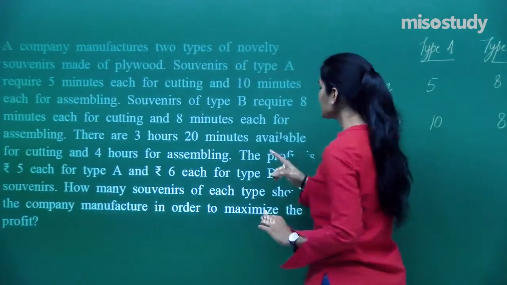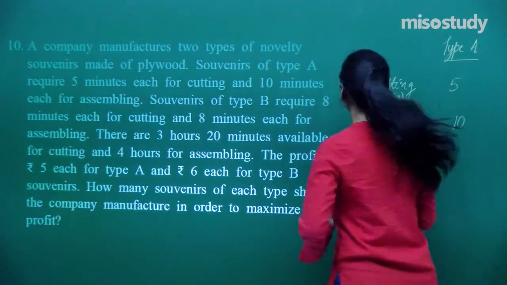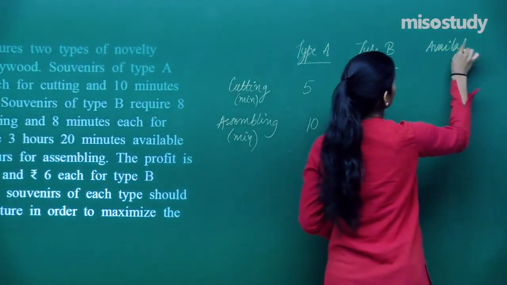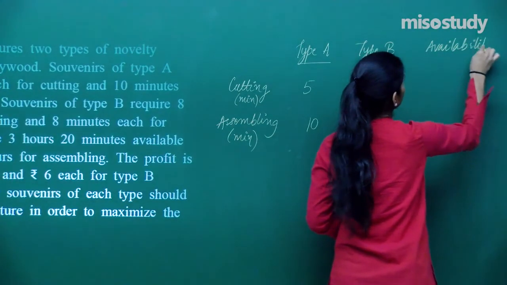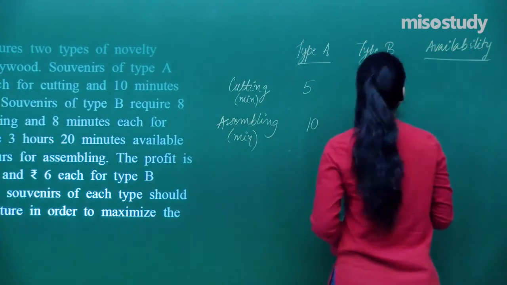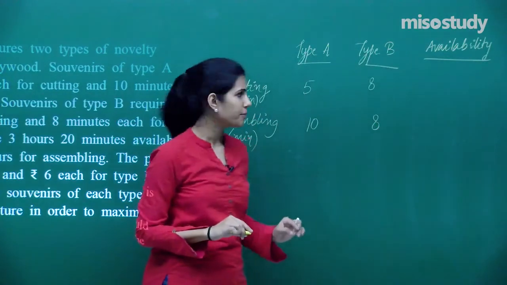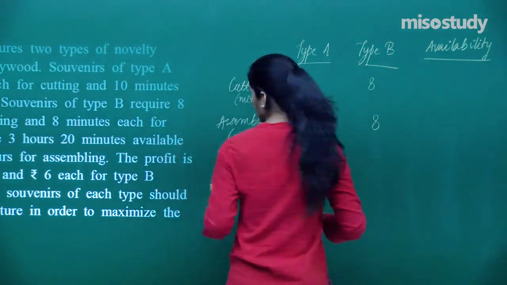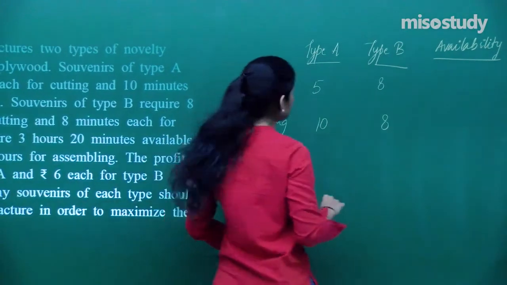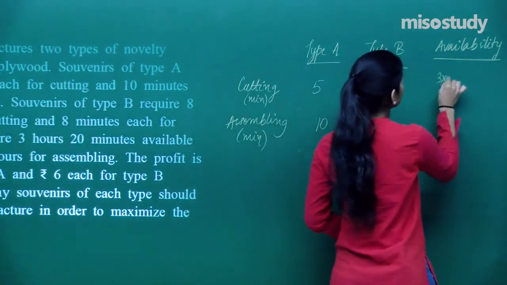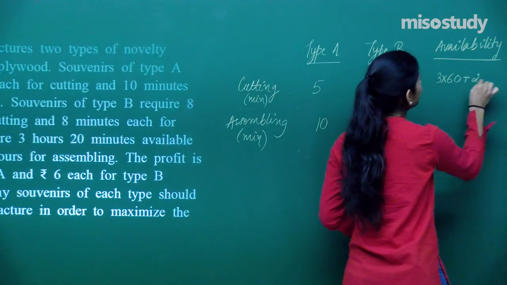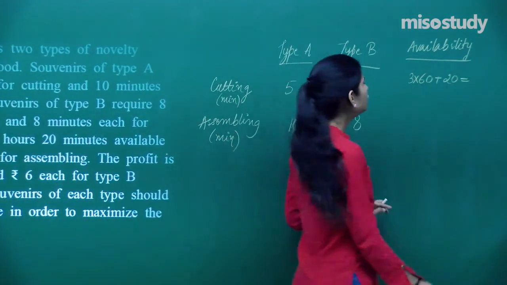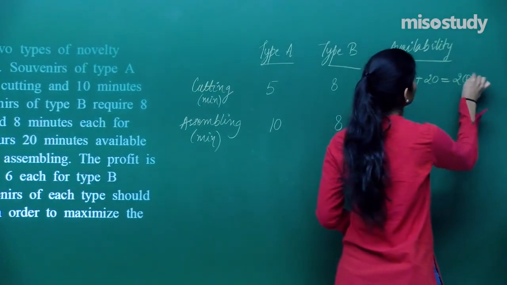There are 3 hours 20 minutes available for cutting. So what is the total availability? Availability has to be written in minutes only, because we are talking about minutes. Total minutes available for cutting is what? 3 hours 20 minutes. 3 hours means 3 into 60 minutes along with 20 more minutes. These are the number of minutes available for cutting in total. This gives you 200 minutes.